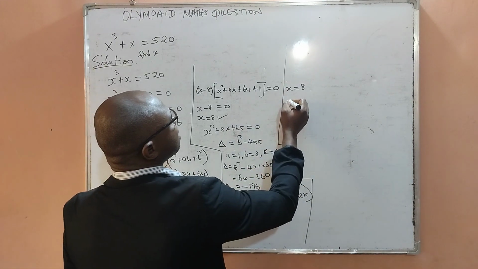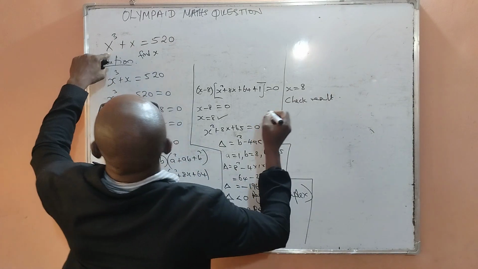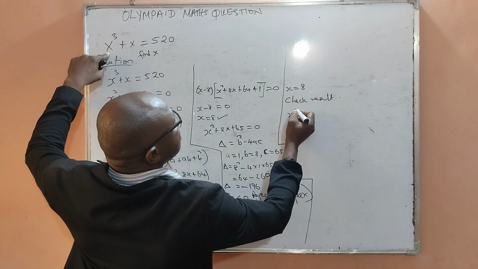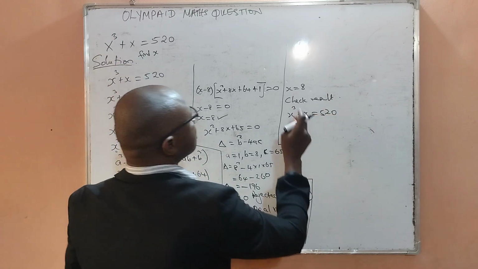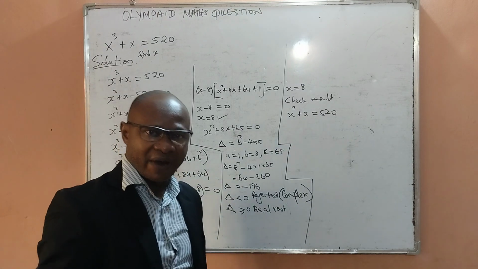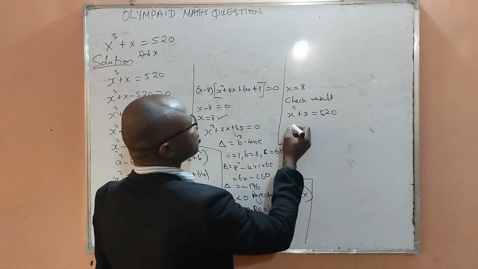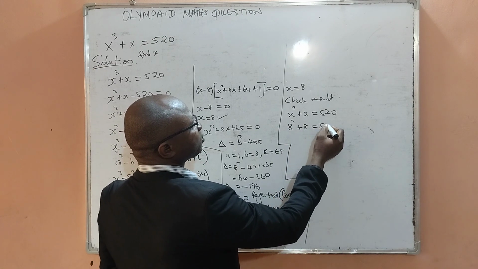A quick one. Check result. What does it mean? From the original equation, x raised to the power 3 plus x equal to 520. Let's replace the value of x and see if it will give us what we are given by the right hand side. And that means 8 raised to the power 3 plus 8. Will it be equal to 520?